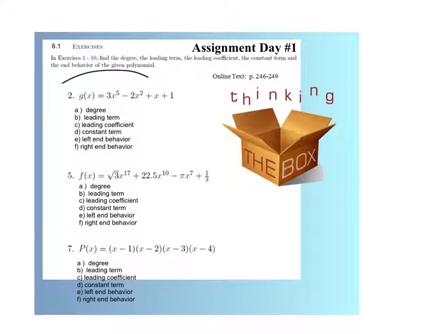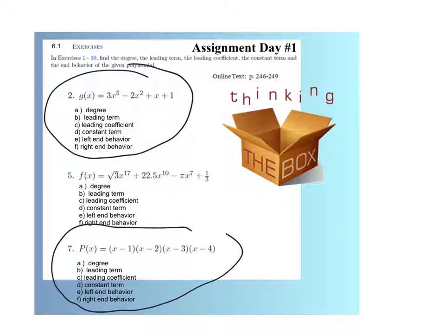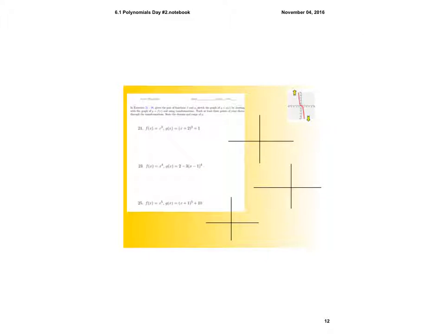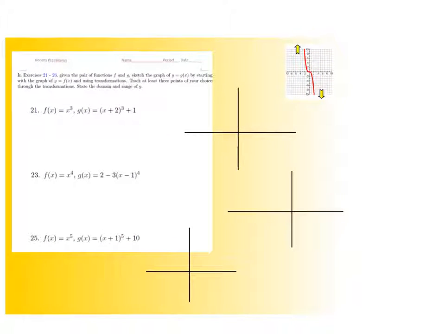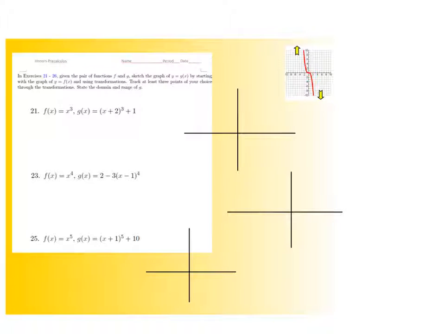problem 2. And I like this one because it's all factored out and makes you think. So problem 2, problem 7. This is just reminding you how to move it to the right 2 and up 1. You start with an x to the 3rd.